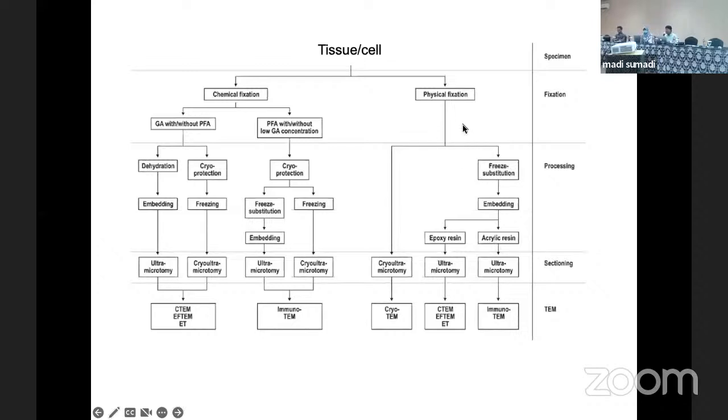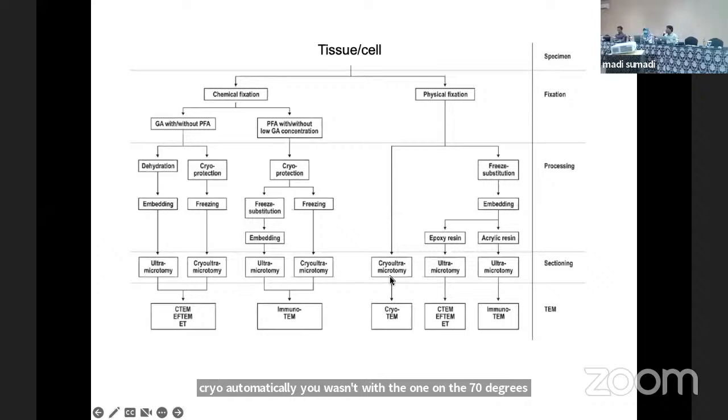Physical fixation is what I talked about before. It means you do not use any kind of chemicals, rather you use cryo ultramicrotomy directly. You freeze at minus 170 degrees and directly cut it under the cryo microtome, or you freeze it and then embed with a kind of resin, and then you cut under the ultramicrotome. So this is a laborious process, and it should not just be taken as you read it in the literature. It has to be personalized to your requirement.